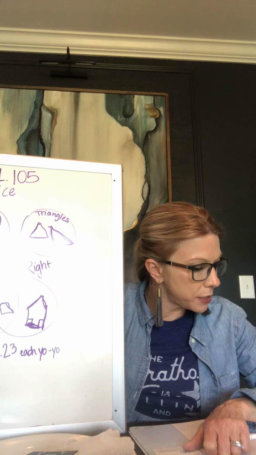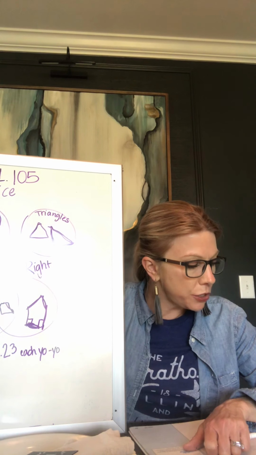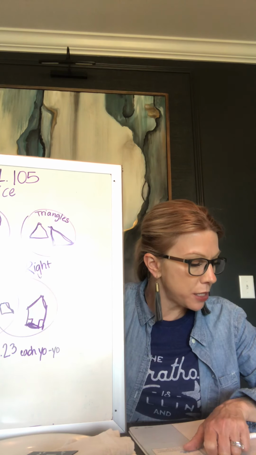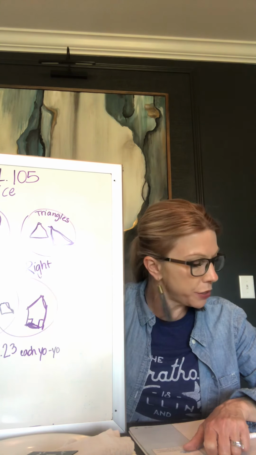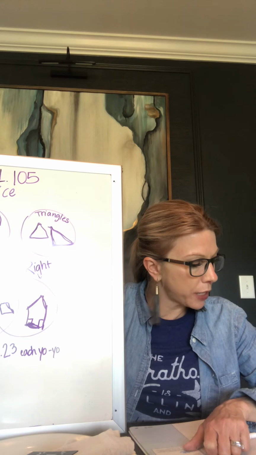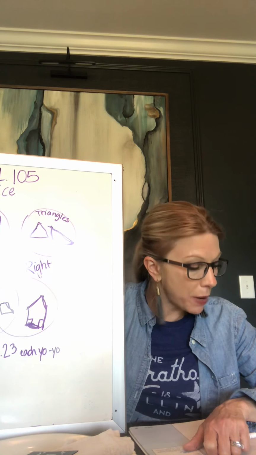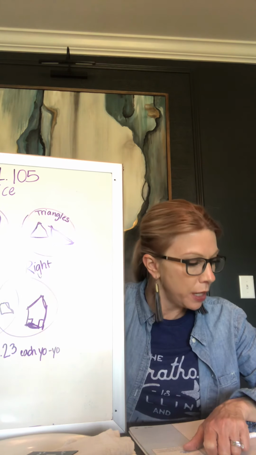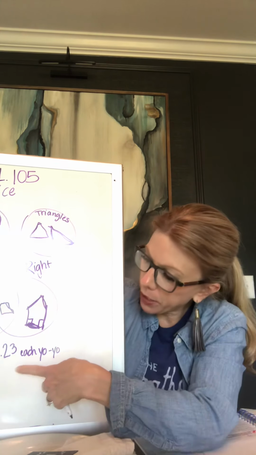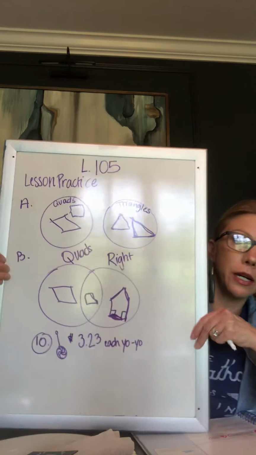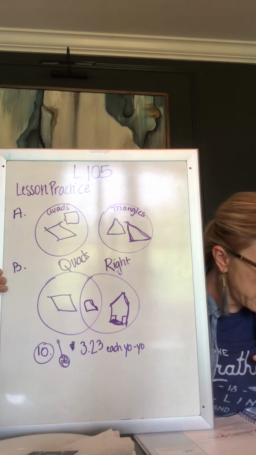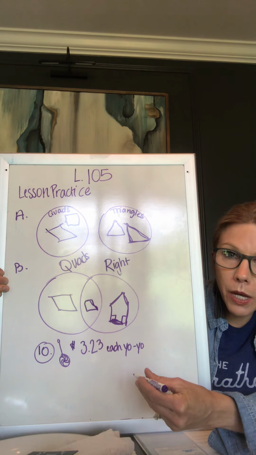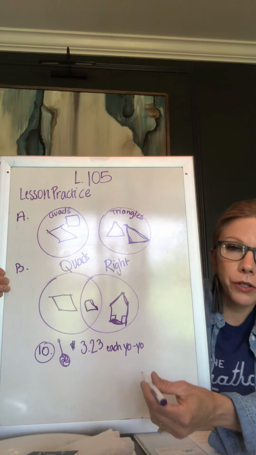It says Patrick wants to buy 4 yo-yos. Each yo-yo costs $3.23. He estimates the total price is going to be $12. How does Patrick's estimate compare to the actual price, and how do you know? Okay, so if they're $3.23 each for these lovely little yo-yos, and it says that he wants to buy 4 of them, he estimates $12. So let's think about that.